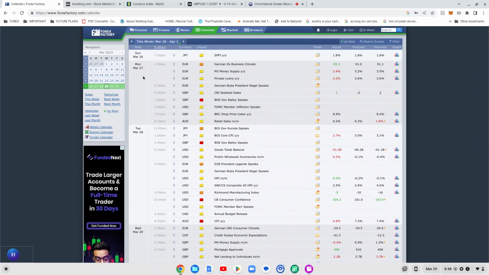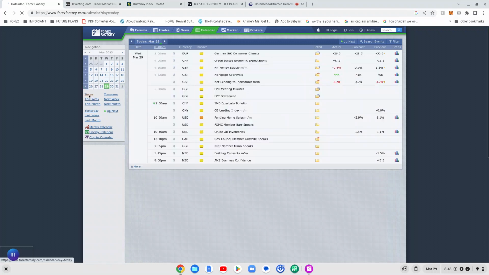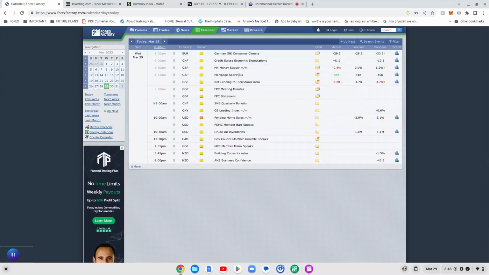So let's look at today only. And today is Wednesday, March 29th, 2023, and there is no red folder news. So here you have the time that the news drops, the currency that the news is for, the impact, and the title of the news. So what they're going to be talking about. And when you press these folders on the side, I'll use this as an example.